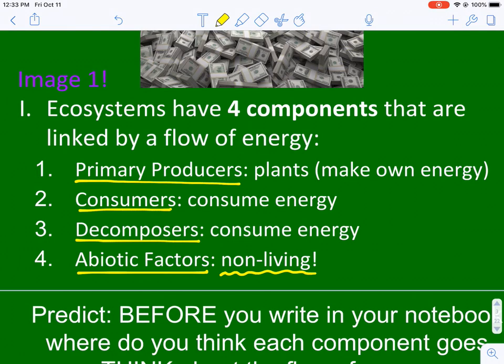Now think to yourself, do you know this already? If you already are thinking non-living when you hear abiotic, then you don't need to add it. If, however, you hear abiotic and you don't remember what it is, then add non-living. So pause the video if you need a second to write those 4 down.